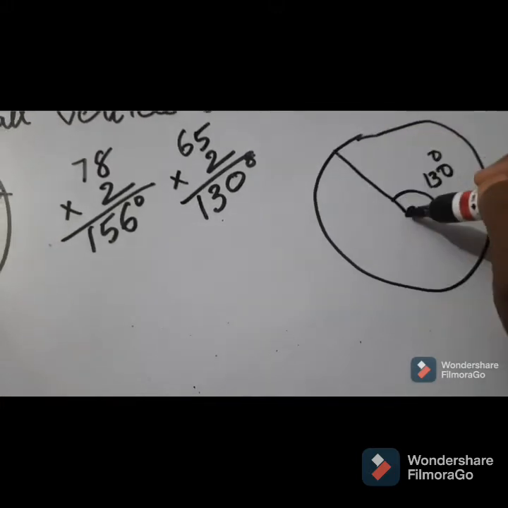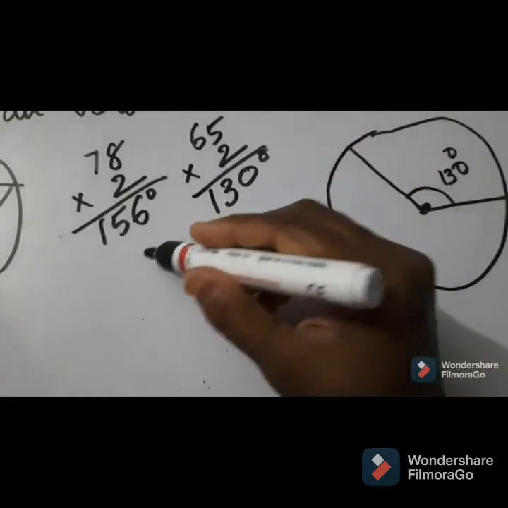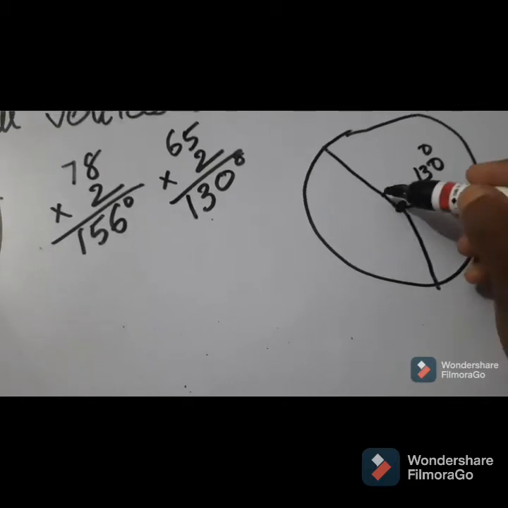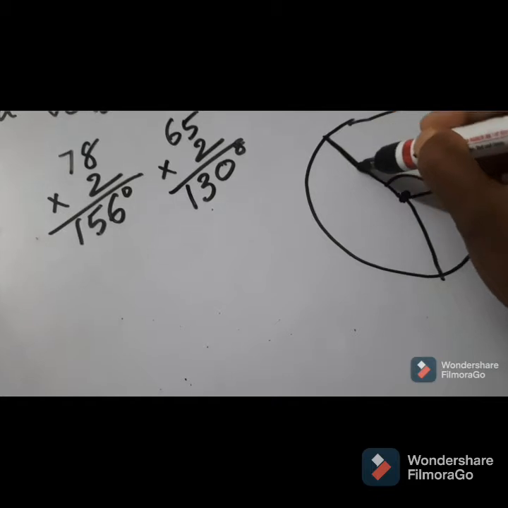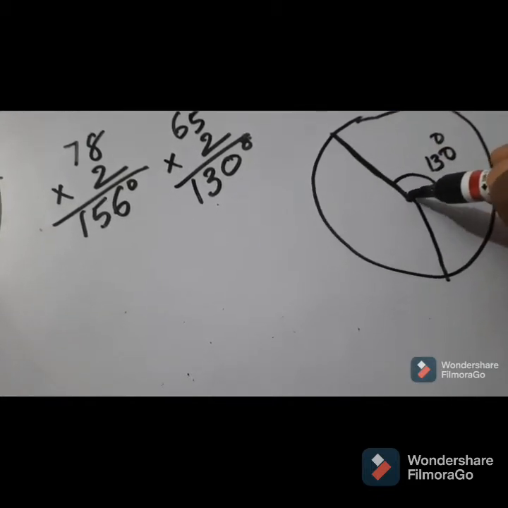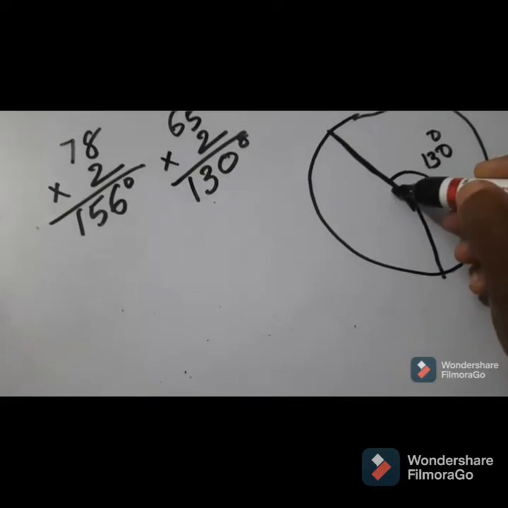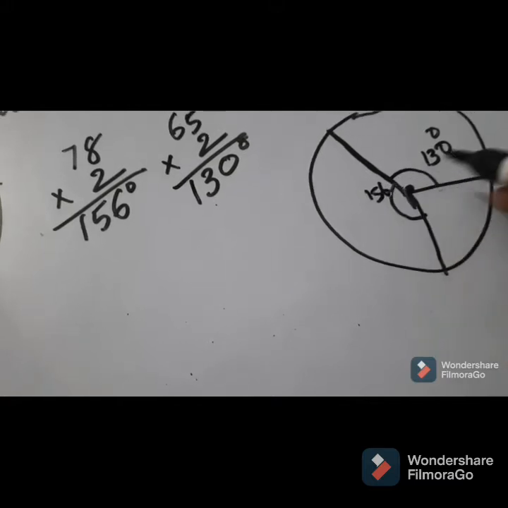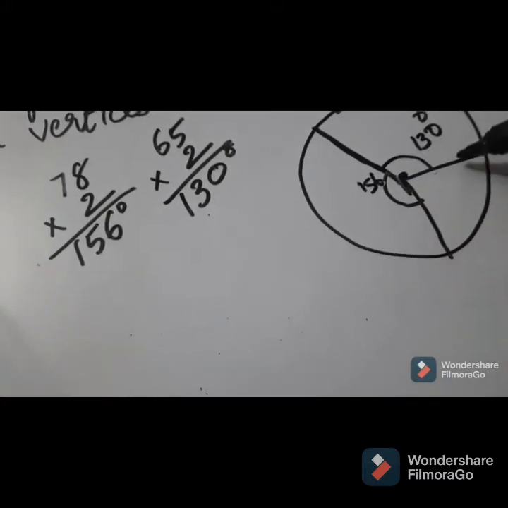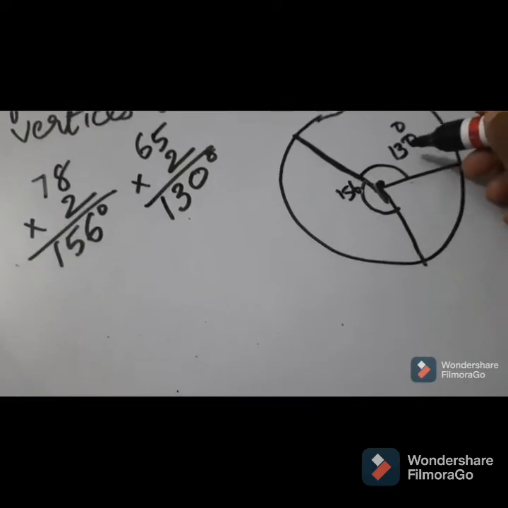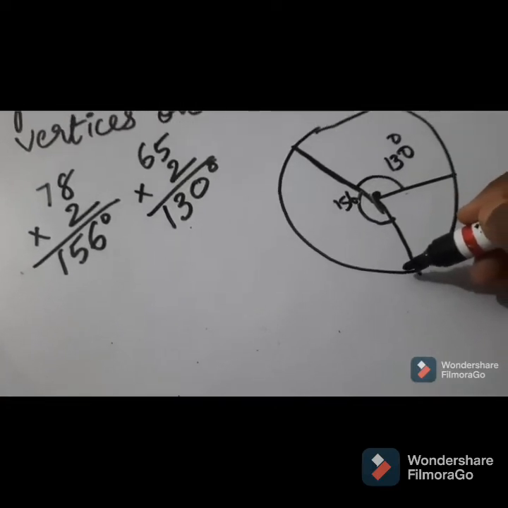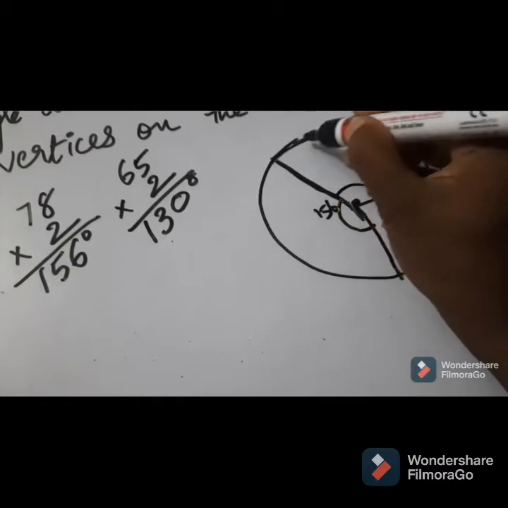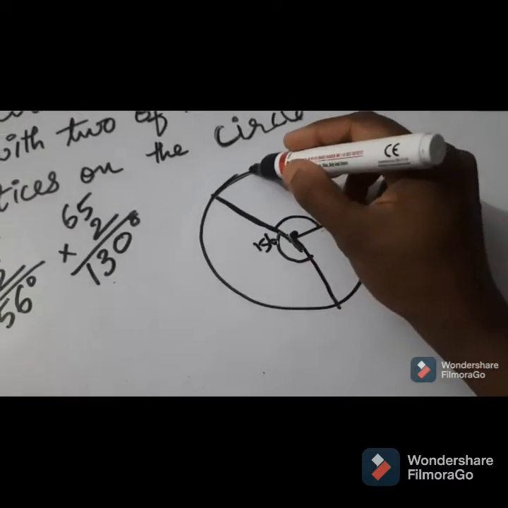Now, with this base we can make the 156 angle. It should be like this. Taking this as the base, keep the protractor here and make 156. This is 156. Now this half will be 78 here and this half will be 65 here. So 130 is this one.